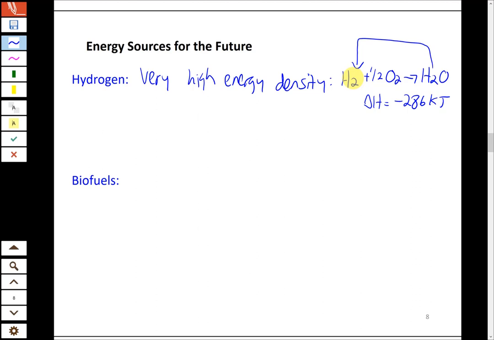That would be great. The reason that doesn't happen a lot right now, or at least not on a large scale, is that hydrogen is expensive to produce.